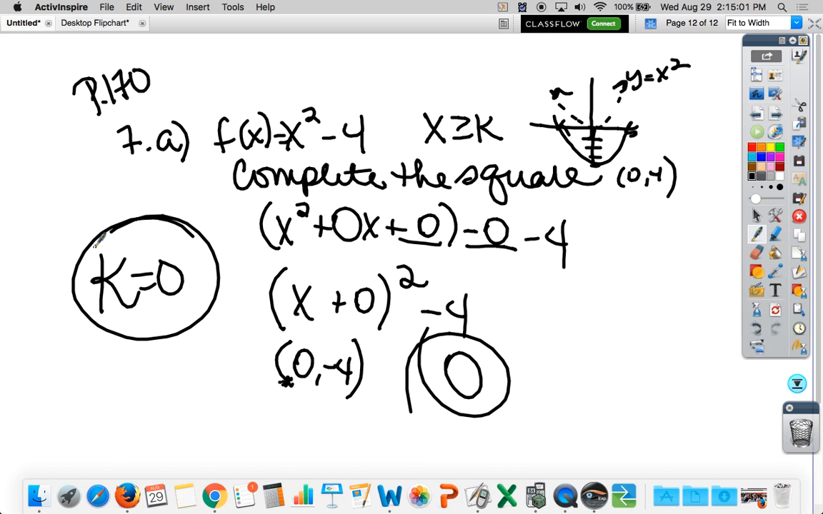So does this make sense? This passes the vertical. It fails the horizontal. But if I get rid of this part right here, will it now pass the horizontal? So it all hinges on that vertex. All right, let's look at another one because I want to make sure you understand this.